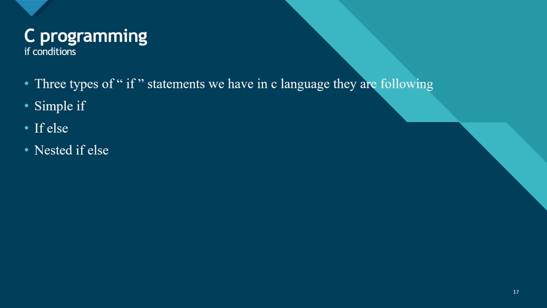If conditions. There are three types of if statements we have in our C language. Simple if, without else. If and else, and nested if else. That means within if there is another if. That means nested if else.